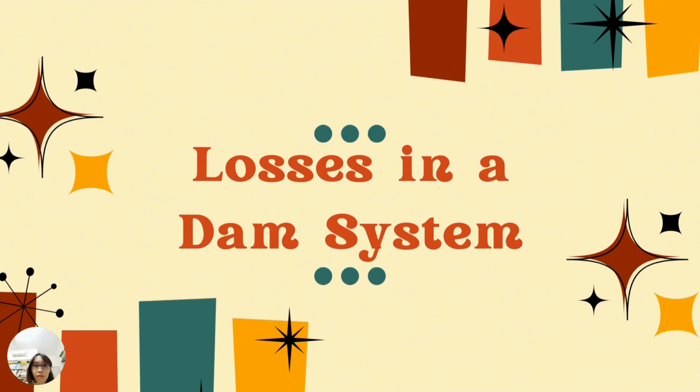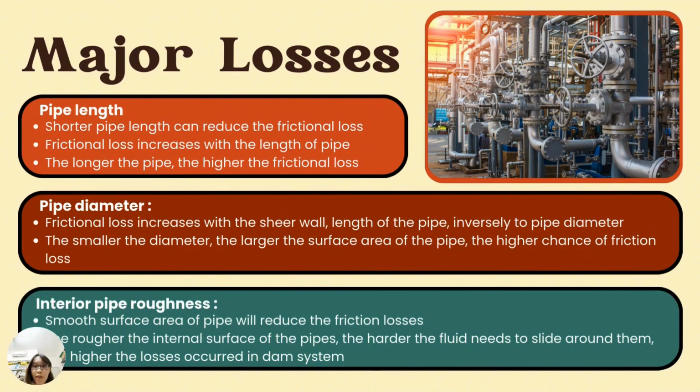I would like to continue about the losses that may occur in a dam system. Losses may occur in a dam system due to various factors, which are major losses, minor losses, structural losses, and operational losses. First, major losses. Major losses can occur due to friction within a pipe. Friction loss refers to the measure of energy loss in a piping system due to resistance faced by fluids as they move through the pipes.